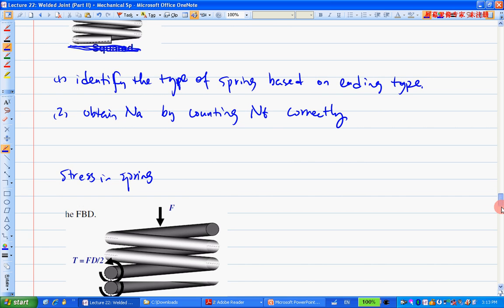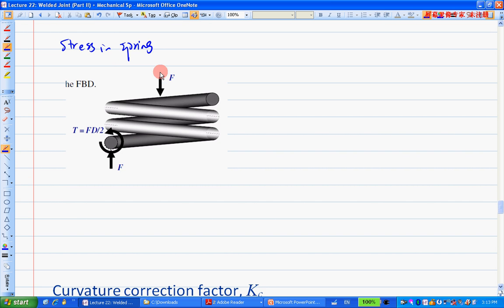So suppose the spring is under a load F at here. Okay, so there are a whole bunch of other coils here. So then what I do is let's cut a cross section here. We look at the cross section. Okay, just at the cross section here, what kind of stress exists at this cross section?